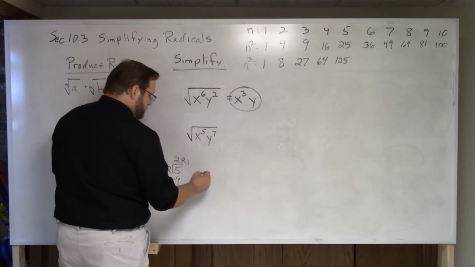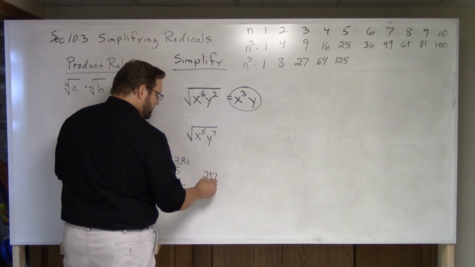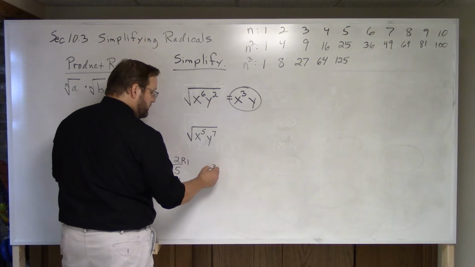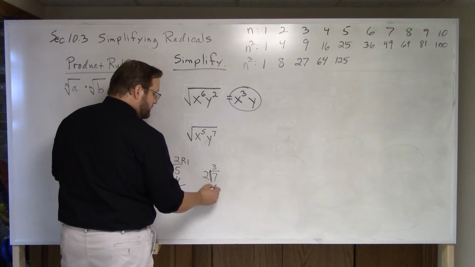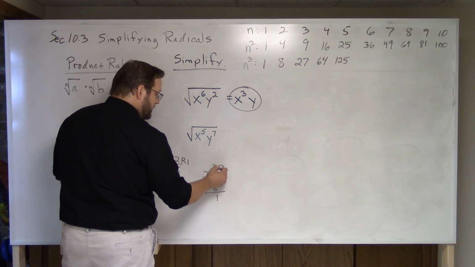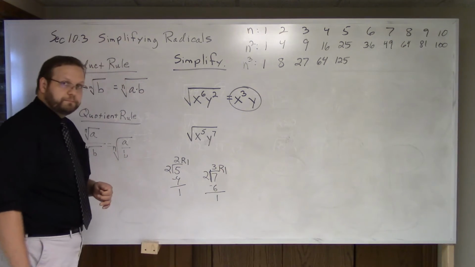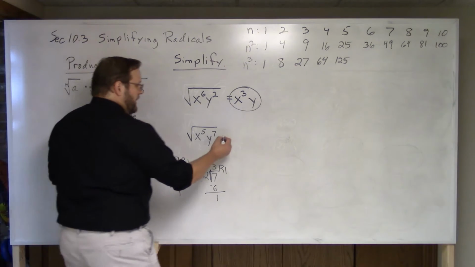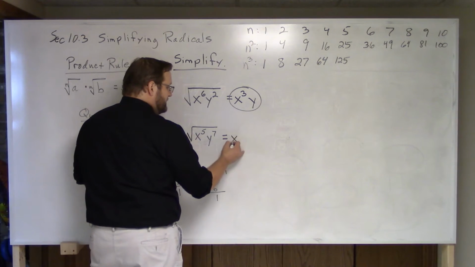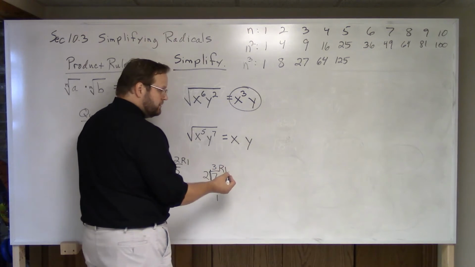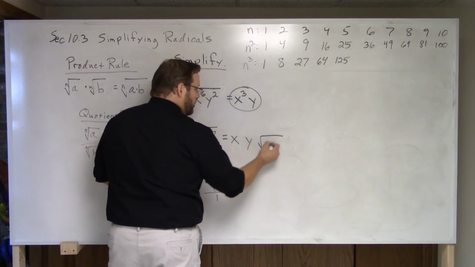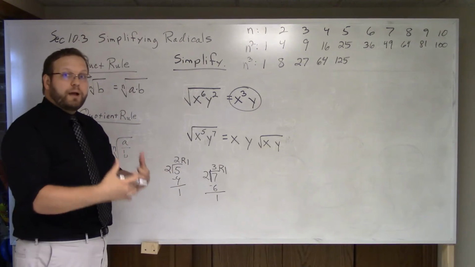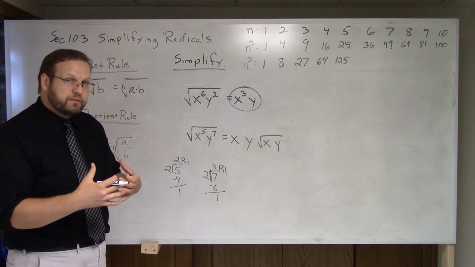Then the 7. 2 going into 7. Just a division bar here. 2 goes into 7 3 times. 3 times 2 is 6. Subtract, and we have a remainder of 1. Now watch how I'm going to do this. Okay? I am going to get some x's and y's on the outside, but then I'm also going to have some x's and y's remaining in the radical. I say it like that as a little bit of a hint.